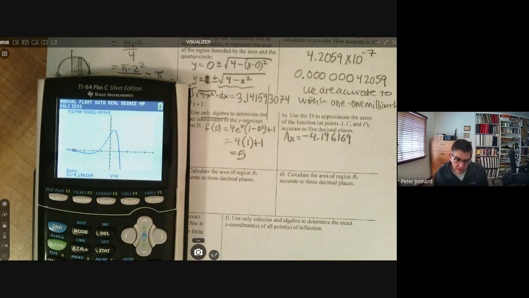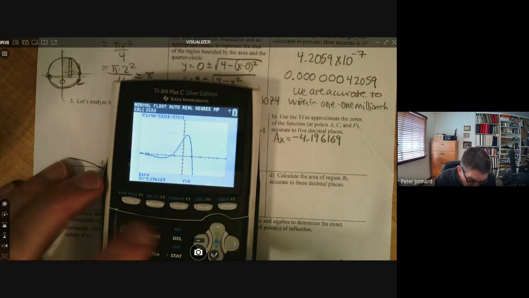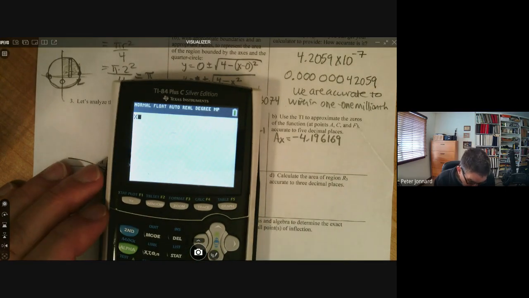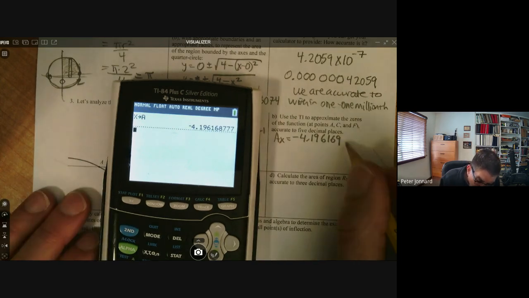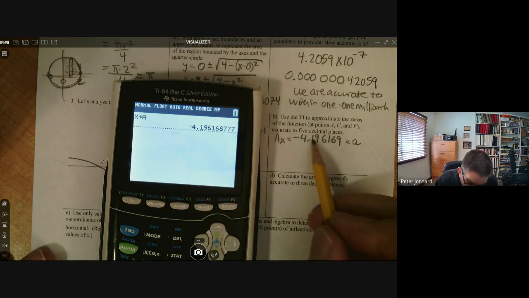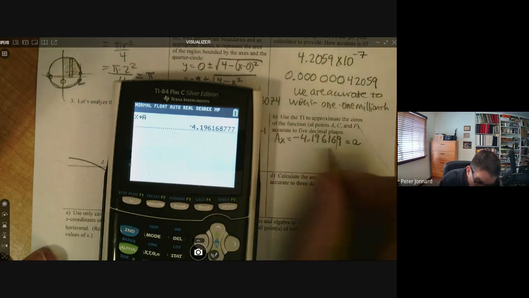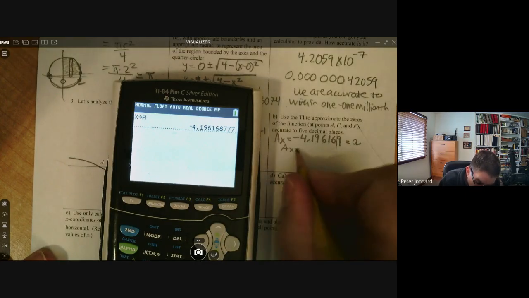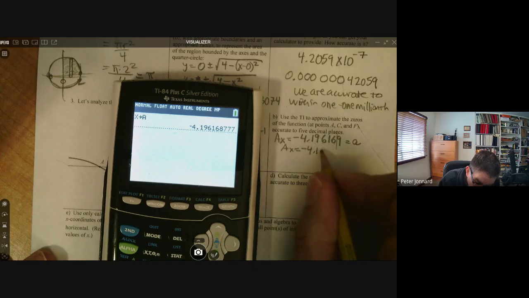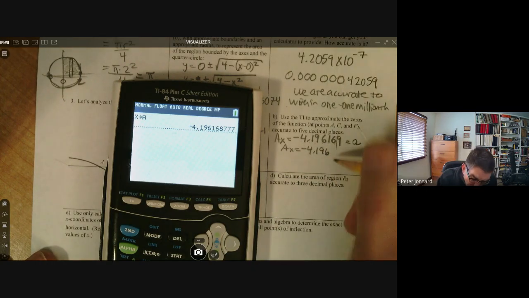-4.196169. Okay, it wants 5 decimal places. So a couple of things I'm going to do here is, right now while I'm thinking of it, I'm going to store that x coordinate into A. So I will call this lowercase a. Okay, it's asking for 5 decimal places though. So 1, 2, 3, 4, 5. This 9 bumps that up. So I'm going to say that x coordinate is -4.196, and then 1, 7.